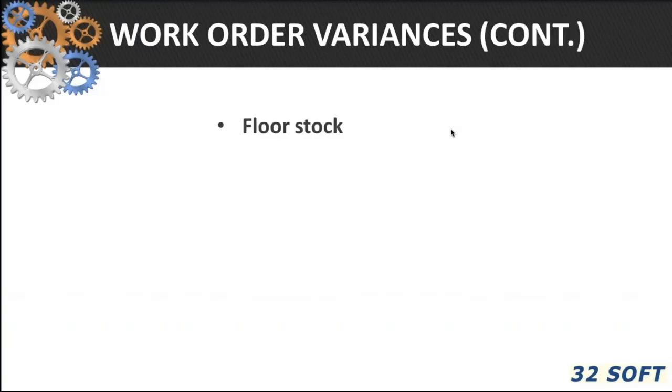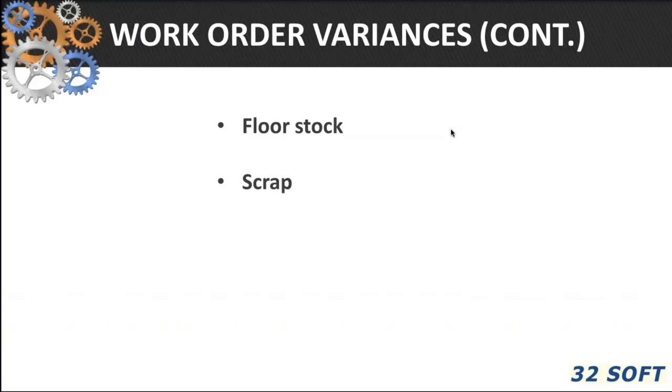There are also a couple of other variances associated with work orders in QED. There is a separate floor stock variance, which can be treated as a type of material variance. Sometimes inexpensive, easily replenished components are held on the shop floor and used as needed. They are not part of the work order bill of materials, and the cost of those items is reported as a floor stock variance in QED.